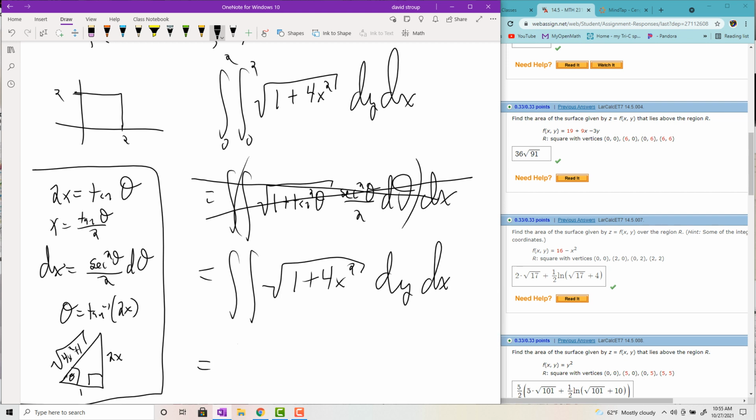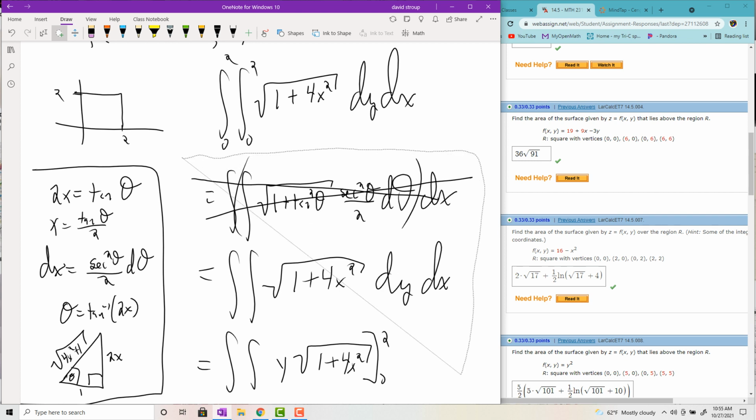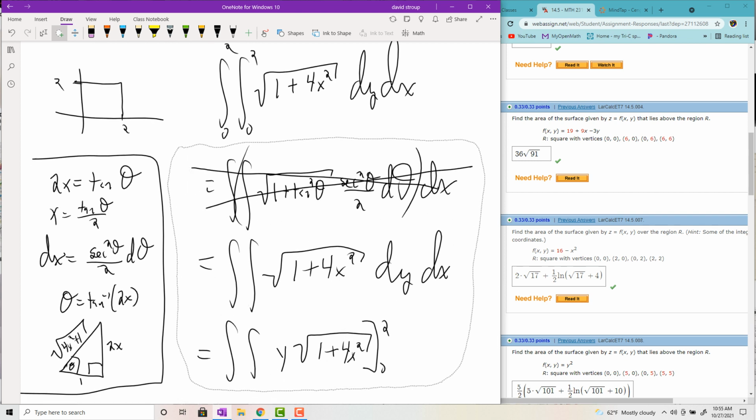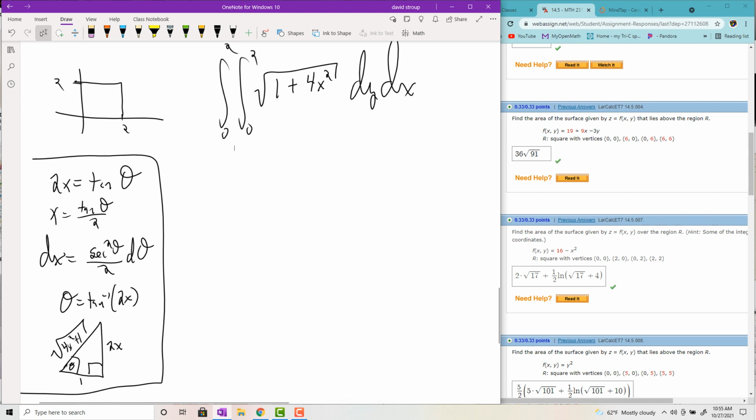Because when you integrate first, you're just going to get y times the square root of 1 plus 4x squared, evaluated from 0 to 2. Well, you're still going to be in the same boat. All right, I apologize. I thought I was on to something there. Okay, sorry about that. So anyways, carrying right along.